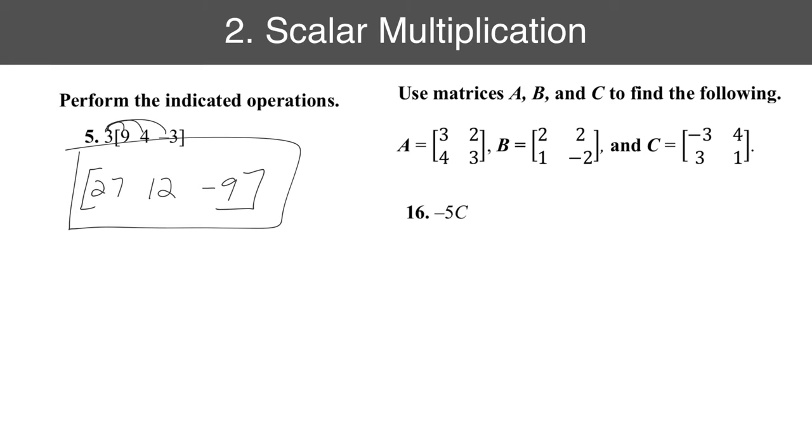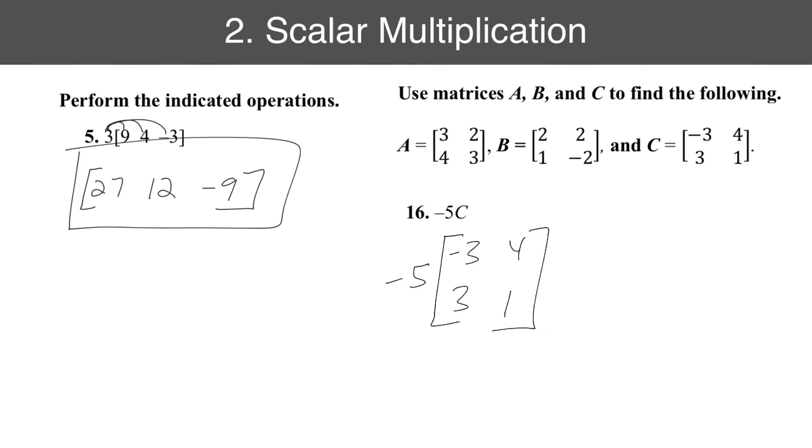Now on the second part, number 16 here, this is a typical way you'll see questions made. They'll give you multiple matrices, and then they'll ask you to do specific things to just one or a few of them. So we have 3 matrices, A, B, and C, and they want us to say -5 times C, the matrix C, which is this one right here. So what I'm going to do is rewrite it as -5 on the outside, and then times -3, 4, 3, and 1.